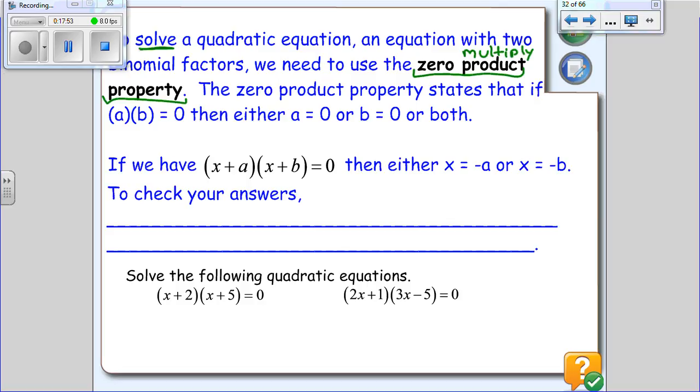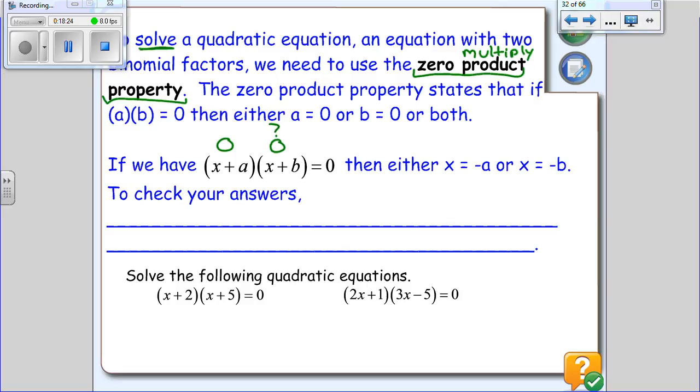Here's a question. We're going to talk about it. It says if we have a binomial times a binomial equals 0, then I can solve this thing for x. I can figure out what x equals based on the zero product property. Because what's the only way I can get two things multiplied to equal 0? Well, one of these has to be 0. I don't know which one. But one of them has to be 0, because that's the only way you can get something equal to 0 using multiplication.